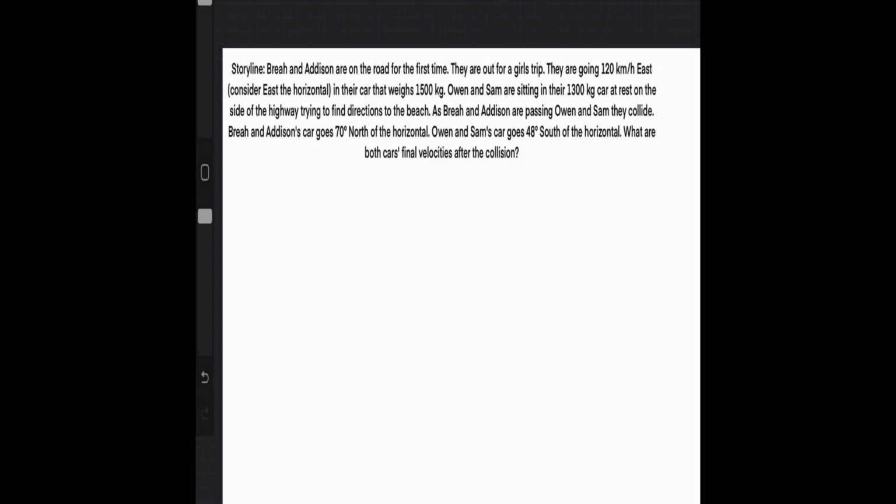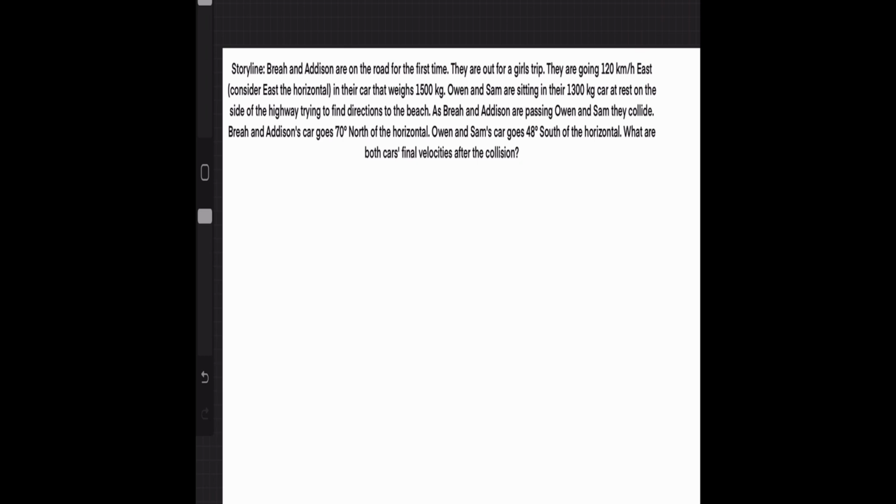Me and Addison will be showing you guys a Physics 12 concept, which is conservation of momentum in 2 dimensions. Breah and Addison are on the road for the first time. They are out for a girls' trip. They are going 120 kilometers an hour east, consider east the horizontal, in their car that weighs 1,500 kilograms.